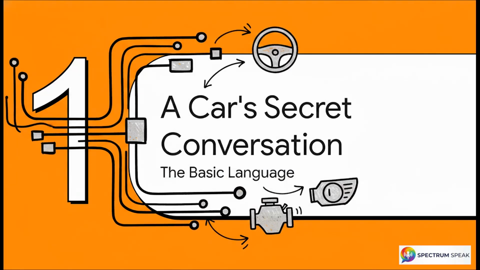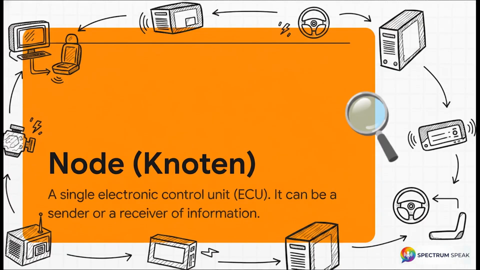To get our heads around this whole thing, we've got to start with the basics. It's like learning a new language. And lucky for us, there are really only 3 key words you need to know to understand the entire architecture. Once you get these, you're pretty much halfway there. Okay, first up is the node. In the original German source material, you'll see the word Knoten. It means the exact same thing.